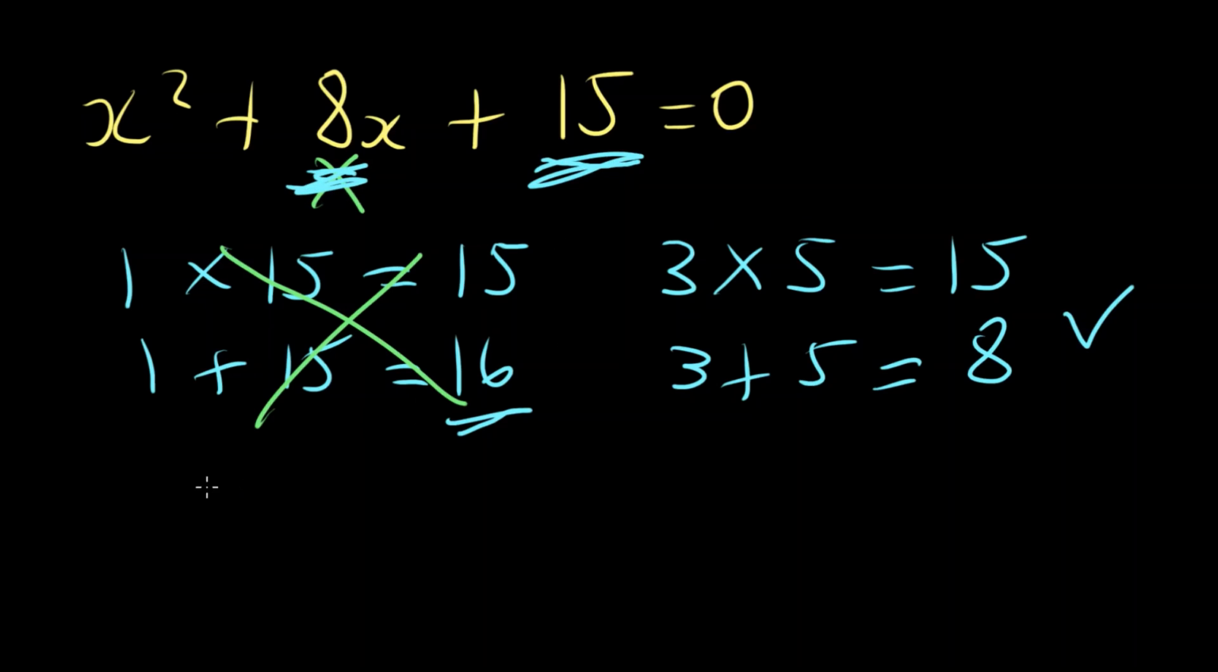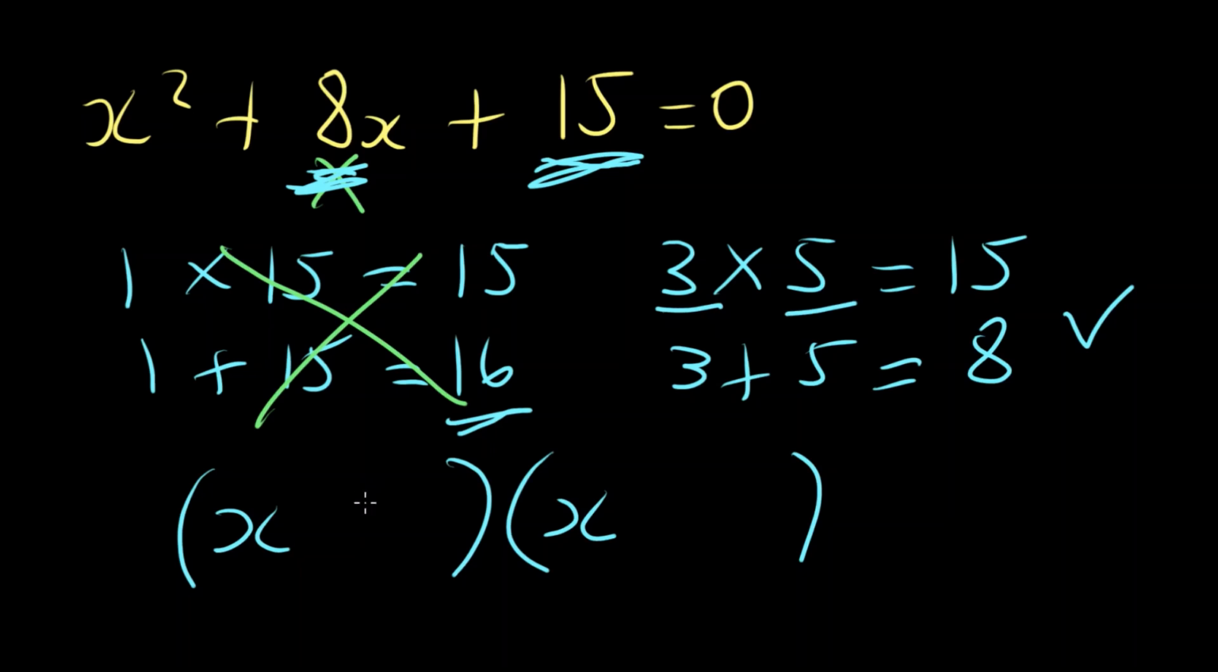Great. So in order to factorise this, all we do is put our two brackets, put an x in each side. Now we know that it's positive 3 and positive 5. And that's it. It's factorised. And you can double check that by expanding this.